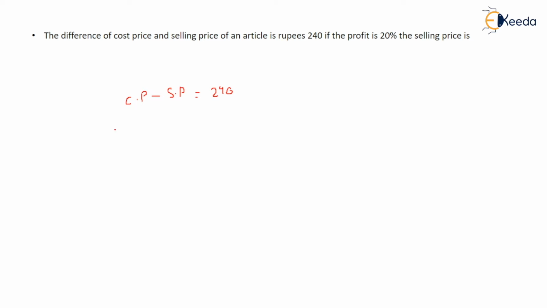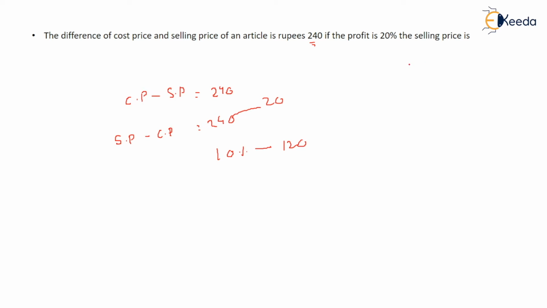So you simply know what is profit? Profit is selling price minus cost price, okay. And it is given to you that the difference between selling price and cost price, 240 rupees, is the profit, right? So 240 is how much? 20%, right? What will be the 10%? 10% will be 120 rupees.